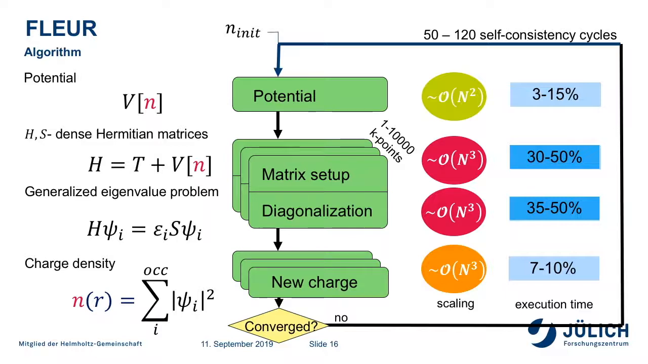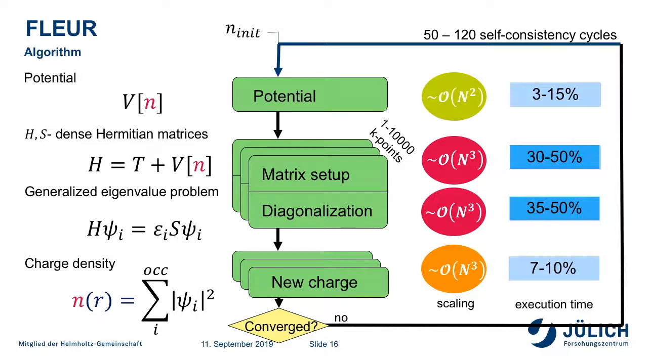If you calculate a system with several k points, then you need to set up and diagonalize the matrix for each k point independently, which already gives you an idea of how to parallelize this, yeah?